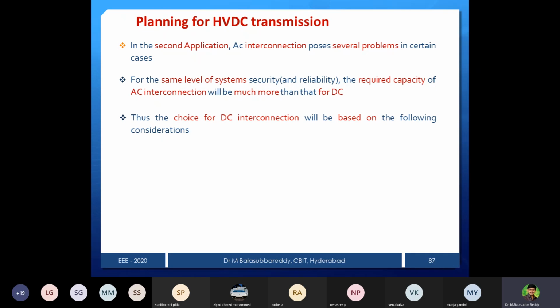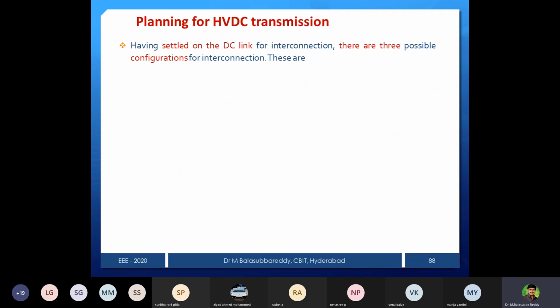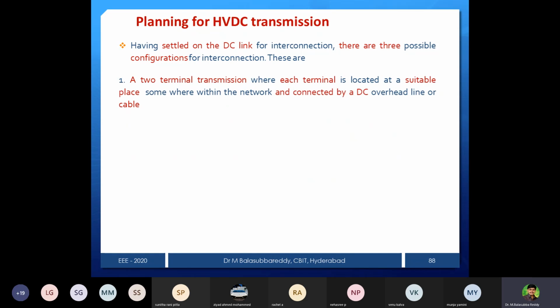Thus the choice of DC interconnection will be based on these conditions. One is that small fluctuations in the voltage and frequency do not affect the power, which can be set at any desired value. So that will not affect much. The system security can be enhanced by fast control of DC power. And then, having settled on the DC link for the interconnection, there are three possible configurations that we saw in the previous diagram.